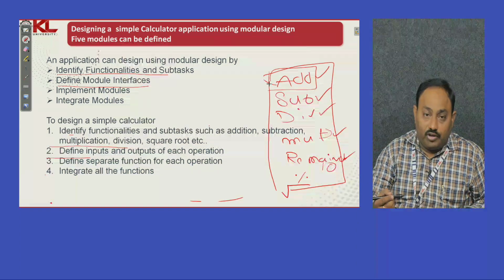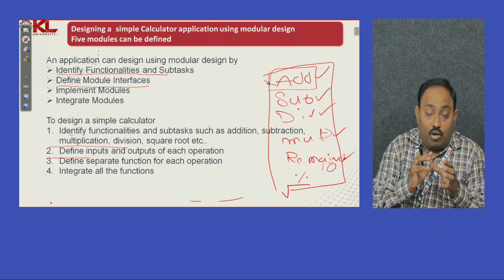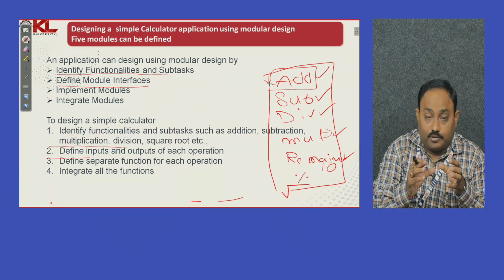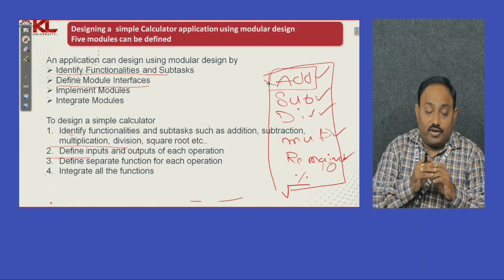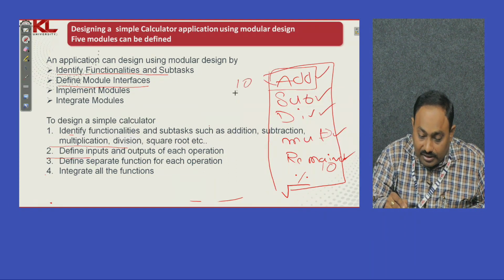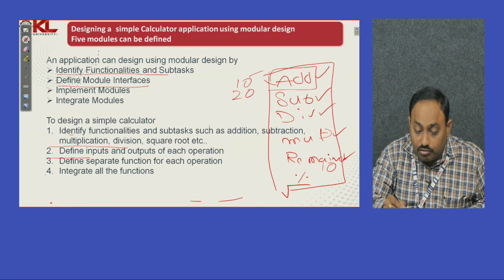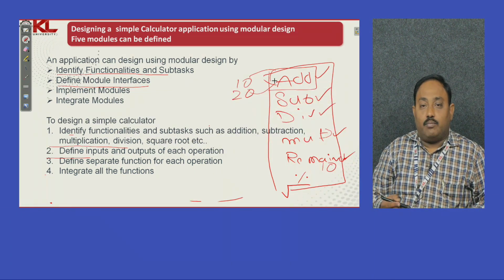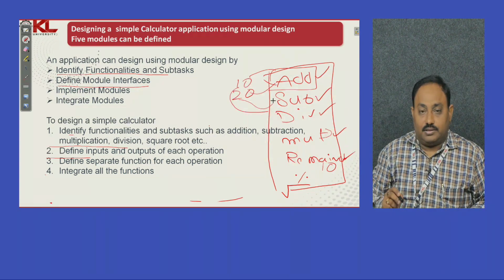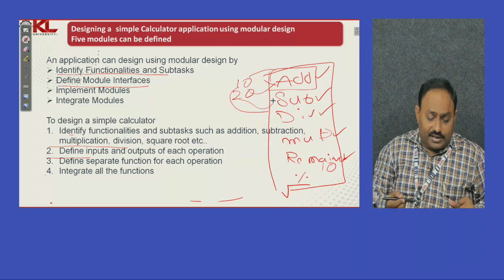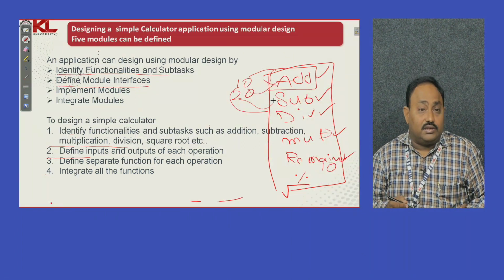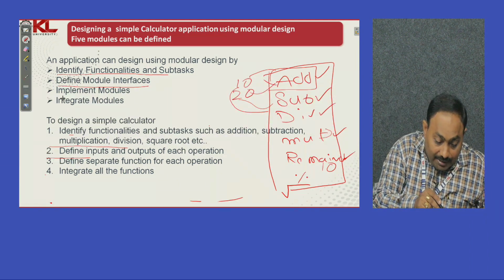And we do not think about how it works, but we think about how we can provide input to each and every module. For example, if we take add, we have to provide two numbers, let us take 10 and 20. How to give 10 and 20 to this add module? How to give 10 and 20 to the sub module? Like that, the second step is to define the module interface, and the third step is that we have to implement the modules.